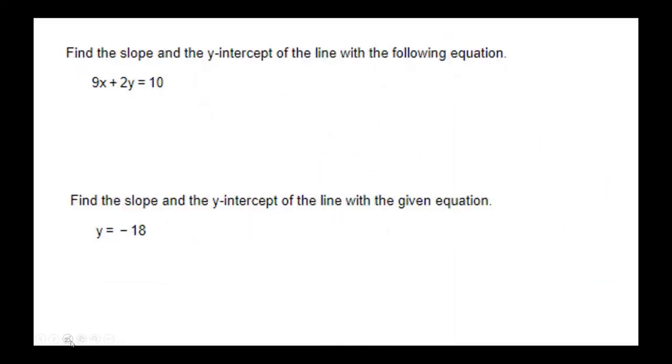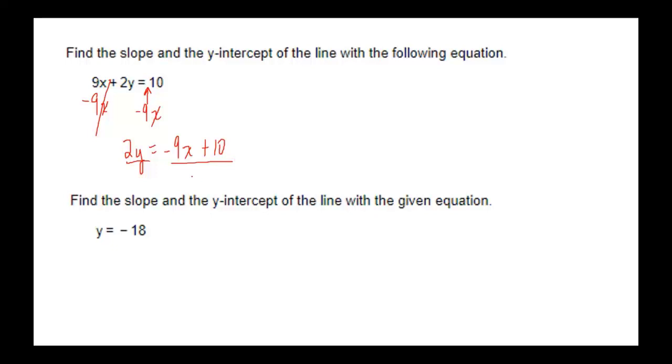Here's our next slide. This is changing up the type of equation that we're dealing with. We've got 9x plus 2y equals 10, and it says slope and y-intercept. But this one is not in slope-intercept form. There's more than one way to do this. If you know another way, I'm certainly not stopping you. But what most students do is rearrange it using algebra. If I do minus 9x on both sides, those cancel, and my result is 2y equals negative 9x plus 10.